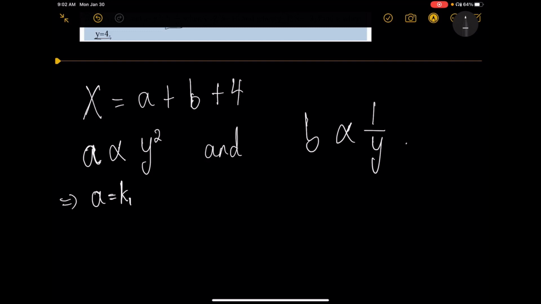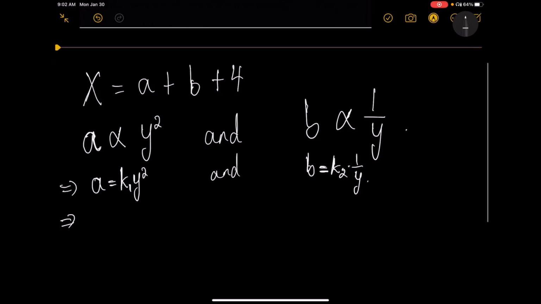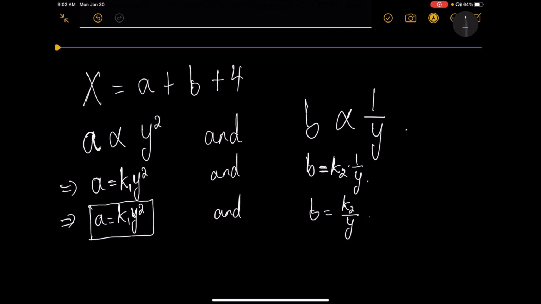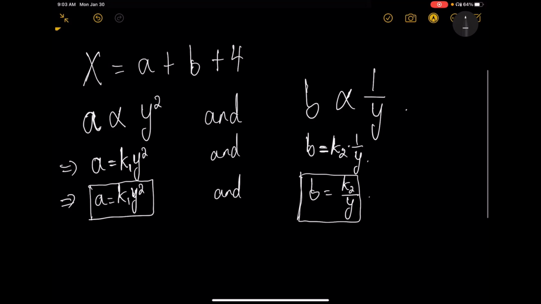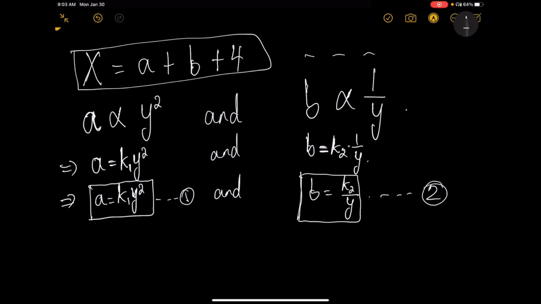for some constant of proportionality k1, a is equal to k1 y squared. And b is inversely proportional to y, therefore b is equal to k2 times 1 over y. Note that k1 and k2 can be different. So a is equal to k1 y squared, b is equal to k2 over y. Now we have expressed a and b in terms of y. So let's plug equation number 1 and equation number 2 into this equation, let's call this equation number 3.